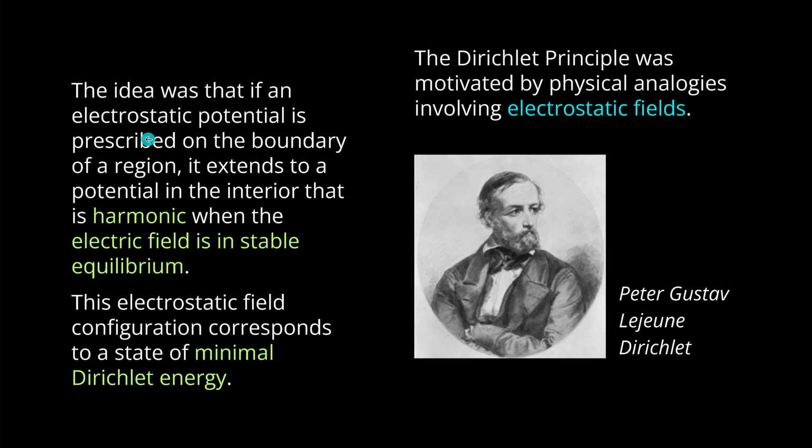And he was applying this to electrostatic fields. The electrostatic potential described on the boundary of a region extends to a potential in the interior that is harmonic when the electric field is in a stable equilibrium. Now, this electrostatic field configuration corresponds to a state of the system of minimal Dirichlet energy. So we take this 200-year-old idea and we apply it to the latest research from Harvard University on AI. I am always fascinated to learn this.